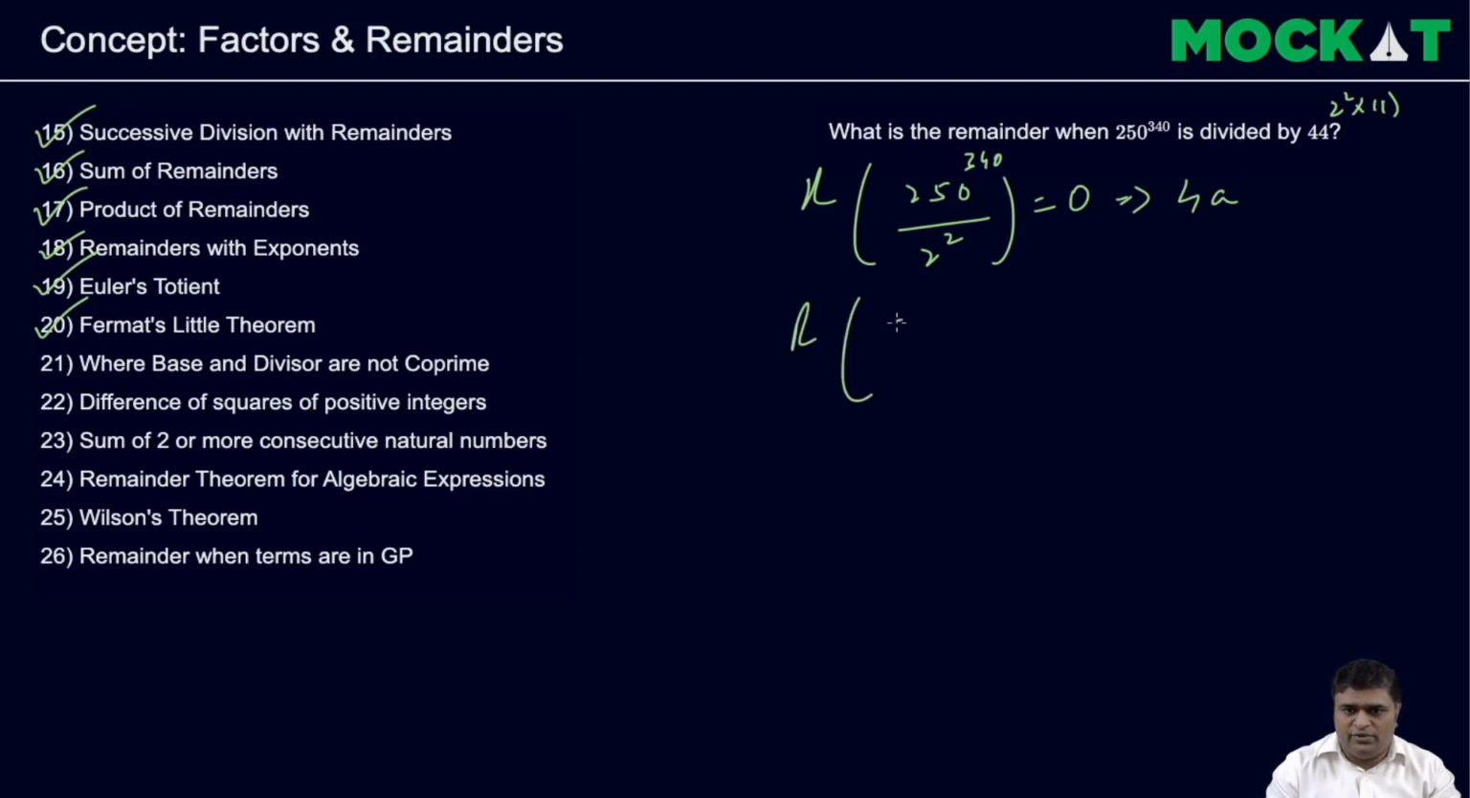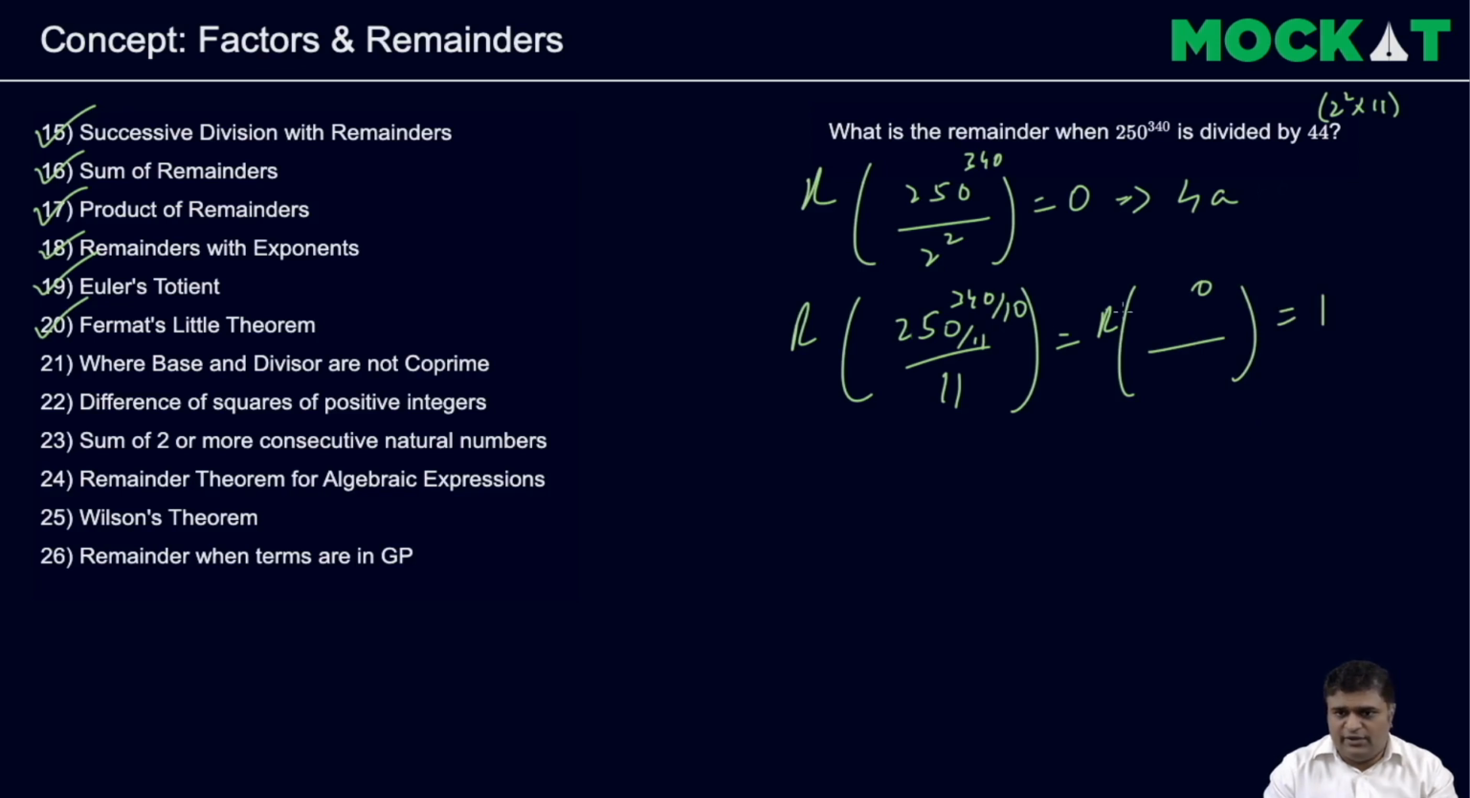Next up, when you divide 250 power 340 by 11, which is the other number, what is your remainder going to be? The base over here, you can divide by 11 itself. The power by the Euler's totient of 11, which is 10. Right, so 10 over here. 340 by 10, the remainder is going to be 0. 250 by 11, you needn't even write it over here because anything to the power of 0, you're going to get a remainder of 1.